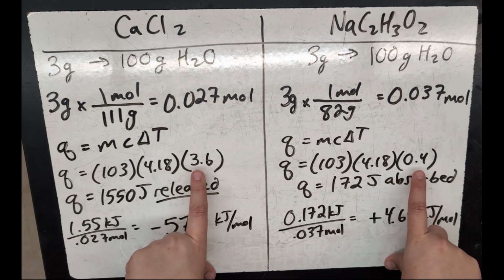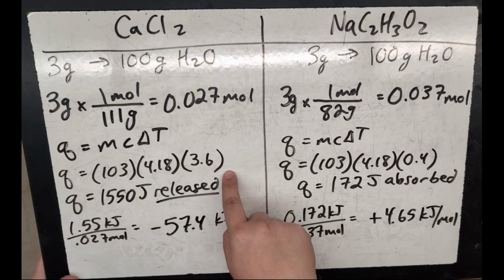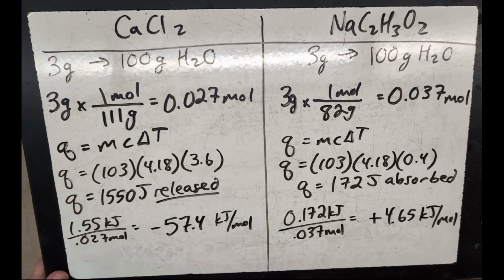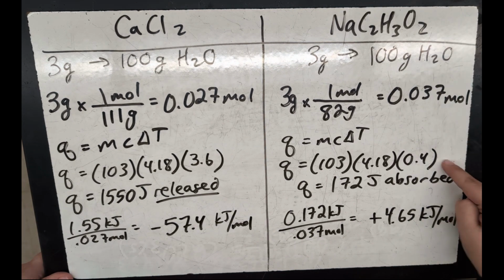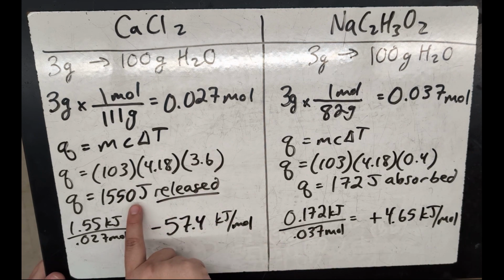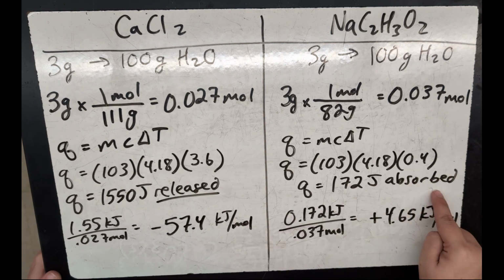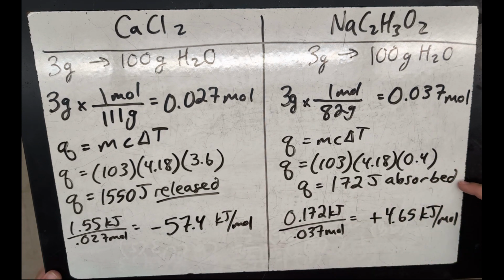And then this last part is our change in temperature. So the calcium chloride went up in temperature by 3.6 degrees Celsius, and the sodium acetate went down in temperature by 0.4 degrees Celsius. So that's where, when I multiply, I got the joules released for calcium chloride and then the joules absorbed for the sodium acetate.